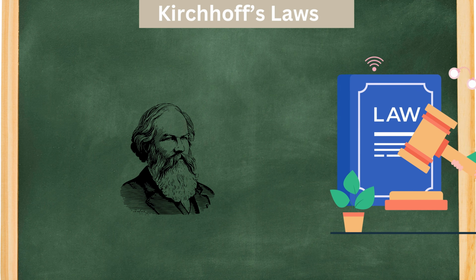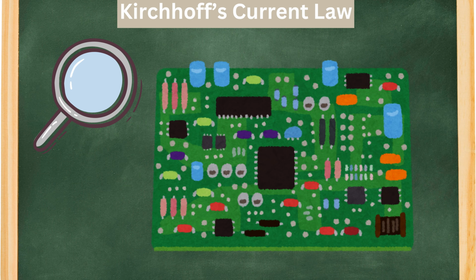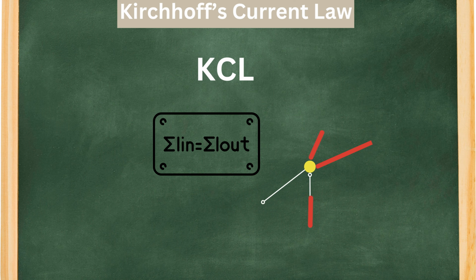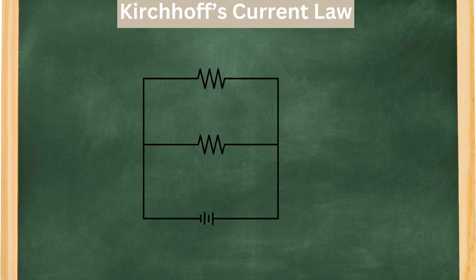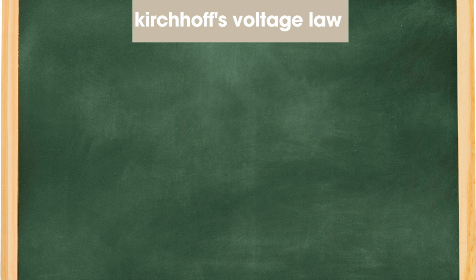Now let's move on to Kirchhoff's laws, which are essential for analysing more complex circuits. Kirchhoff's current law, or KCL, states that the total current entering a junction must equal the total current leaving the junction. For example, if I1 and I2 are entering the junction and I3 is leaving, Kirchhoff's current law tells us that I1 plus I2 equals I3.